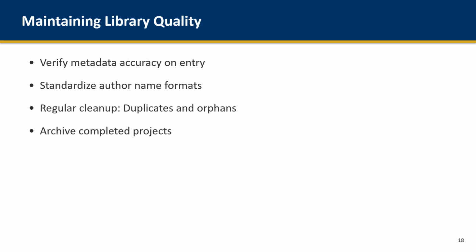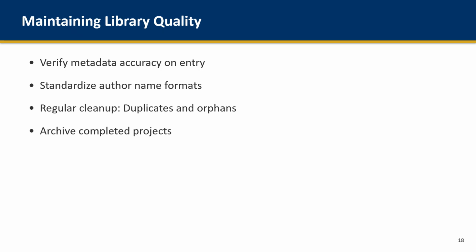A reference library is only valuable if the information in it is accurate. Maintaining quality requires ongoing attention to data integrity. Verify metadata accuracy whenever you add sources. Browser connectors and database imports are generally reliable, but errors occur. Quickly scan the author names, year, title, and publication venue before moving on. Catching errors at entry takes seconds, while finding and fixing them later takes much longer.